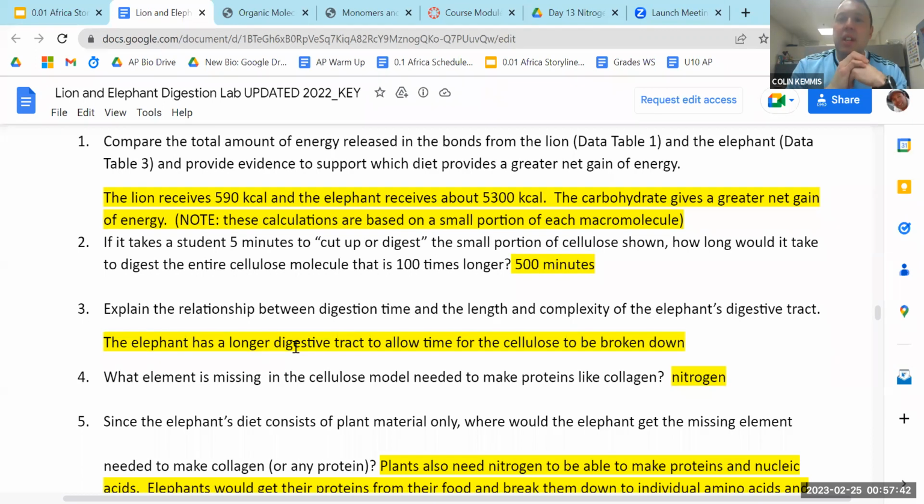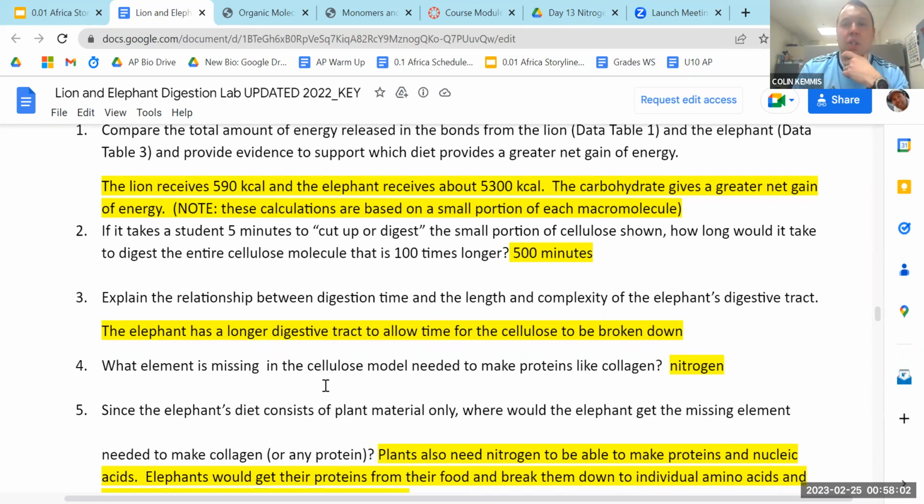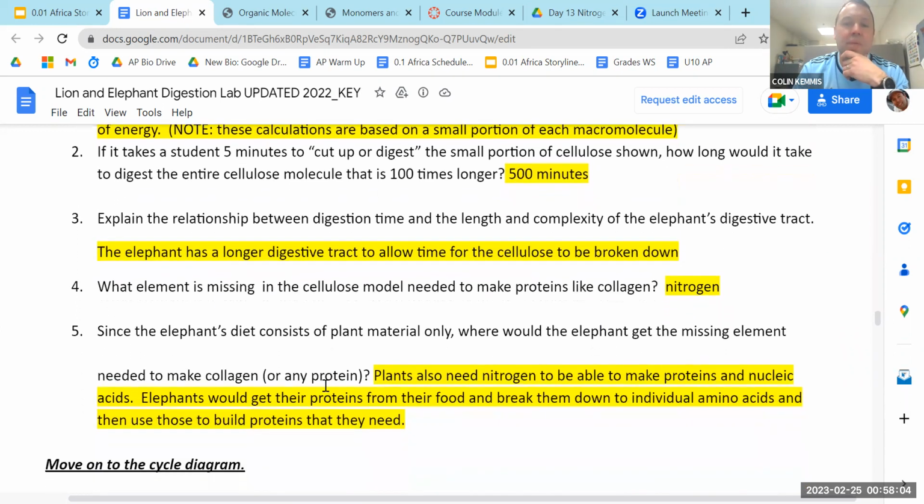And then they kind of lead you into the next activity, which is what element is missing in cellulose. That's just going to be nitrogen. Proteins have nitrogen. Carbohydrates do not. That is an important idea. Proteins have nitrogen. Cellulose and other carbs do not. Yeah, that'll lead us into that activity today.